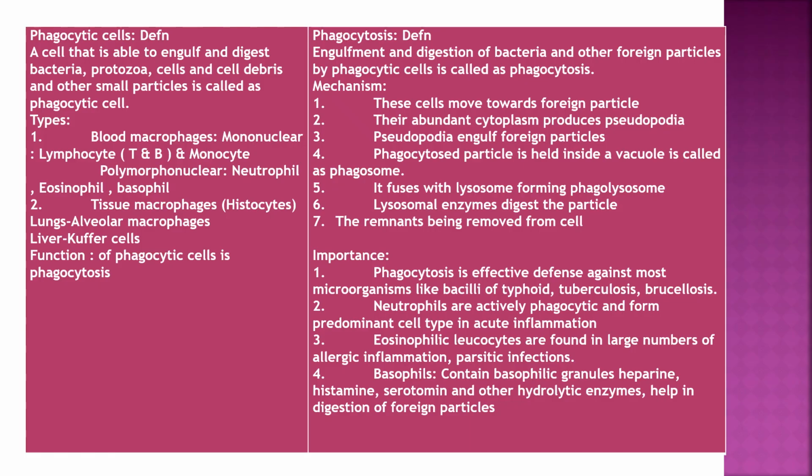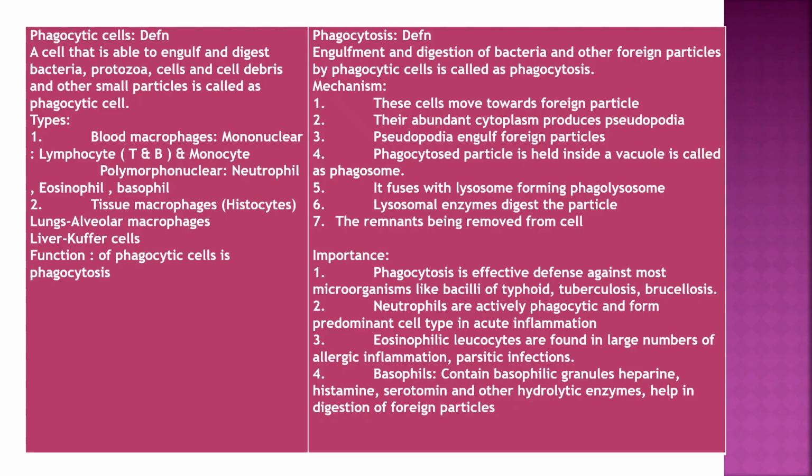Phagocytic cell: a cell able to engulf and digest bacteria, protozoa, cells and cell debris and other small particles is called a phagocytic cell. The types are blood macrophages, which are mononuclear lymphocytes T and B and monocytes, and polymorphonuclear neutrophil, eosinophil, basophil. Tissue macrophages, histiocytes, such as lung alveolar macrophages and liver Kupffer cells.